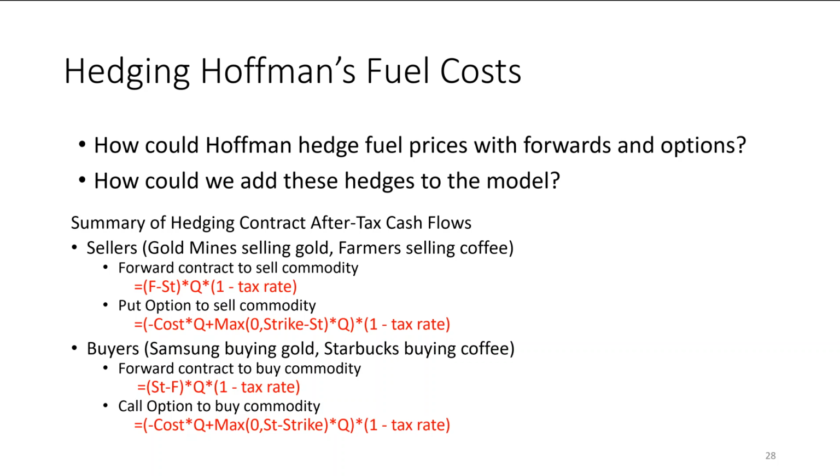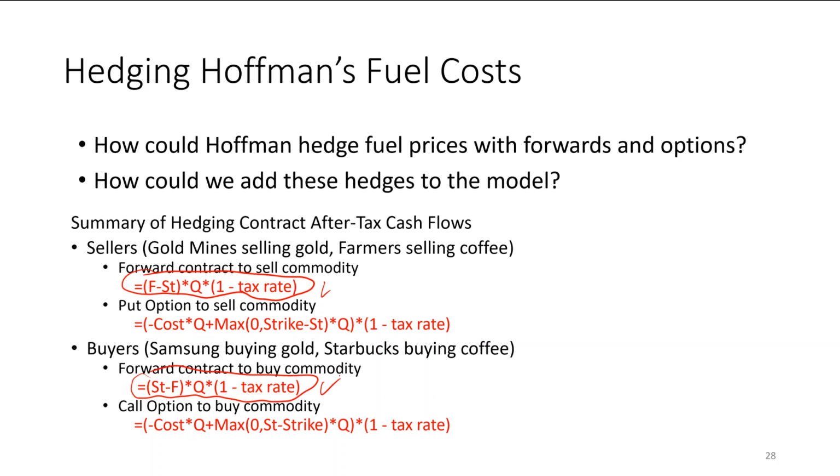All right, so for a forward contract, we said that the payoff of a forward for a seller of the asset is going to be F minus ST times the quantity. For the buyer, all you need to do is take a negative sign of that: ST minus F times the quantity. Now I put 1 minus the tax rate.